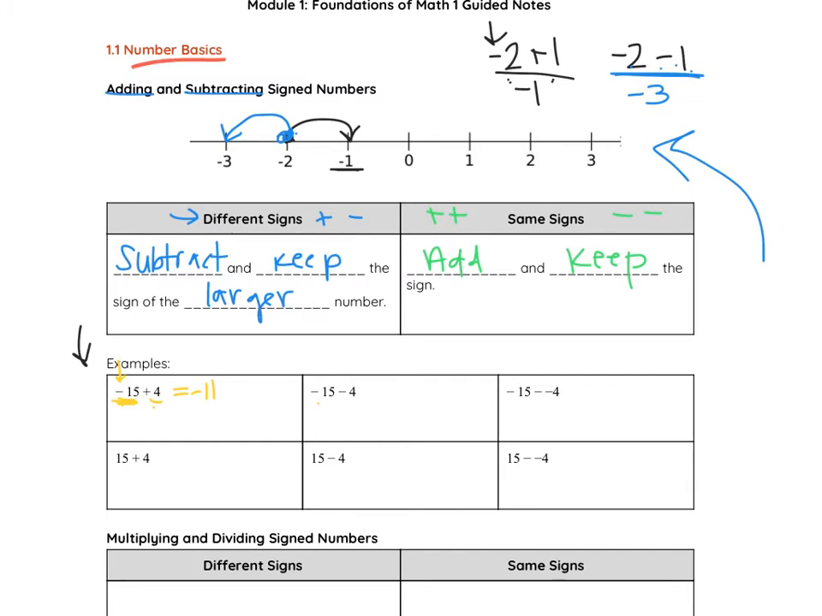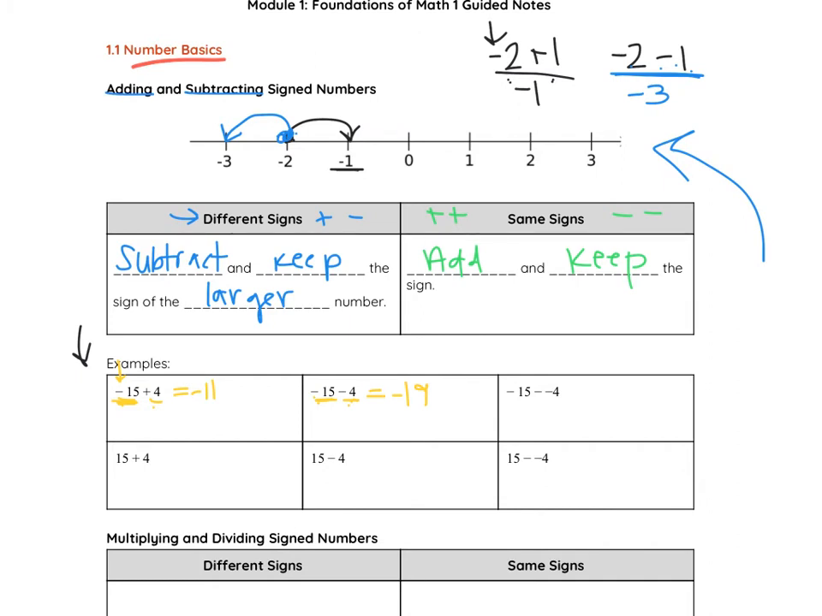I didn't get all the way back to 0, but I'm less negative than when I started. All right, if we look at here, -15 minus 4, they're the same sign, so we're going to add those two numbers. 15 plus 4 is 19, but they're both negative, so it ends up being -19, which also makes sense. I started back here at -15, and then I went 4 more negative. So there's no way for me to go positive if I'm just hopping on the number line to the left.